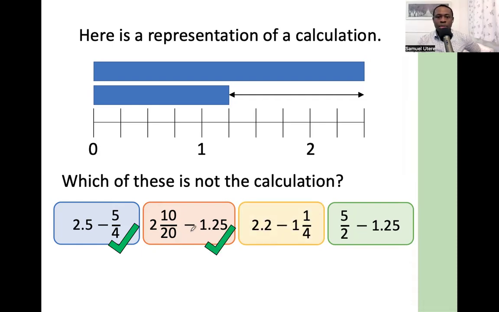But this one, not quite, because we have 2.5 and this is 2.2. So the next one should be 2.5, because we know 5 over 2, if we change this top-heavy fraction or improper fraction to a mixed number, is going to be 2.5. And we've already seen that 1.25 is 1.25. So these calculations represent the diagram there.